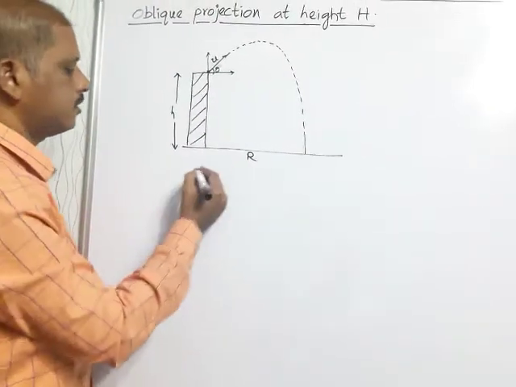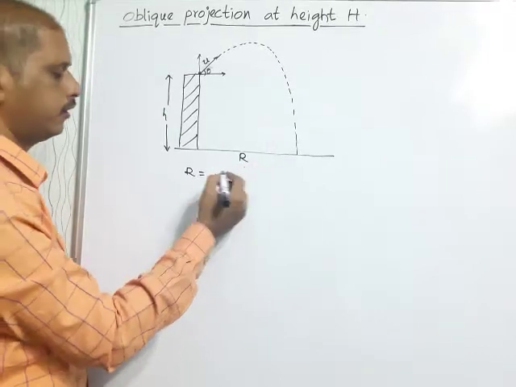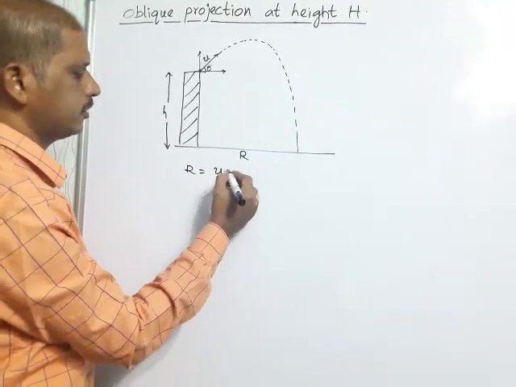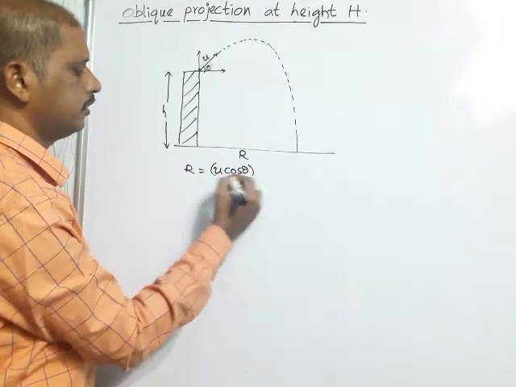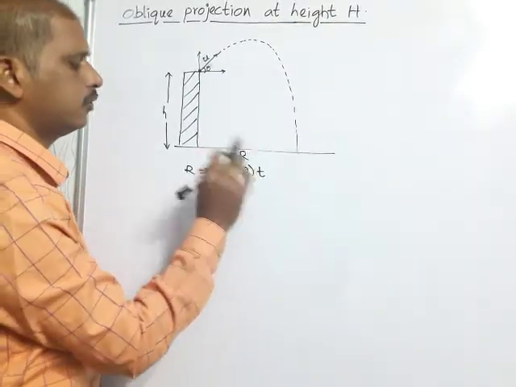So R is equal to, we know that for the horizontal component we have to take distance as velocity u cos theta into t. Range is nothing but horizontal distance. R is equal to u cos theta into t.